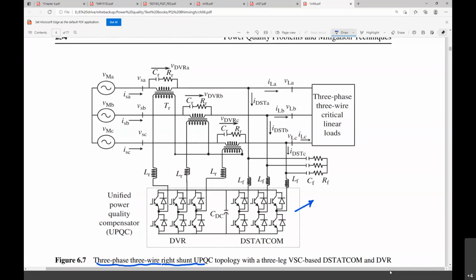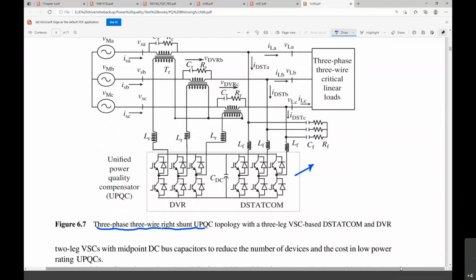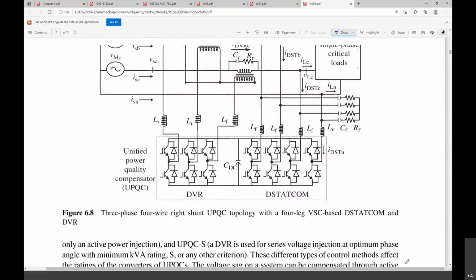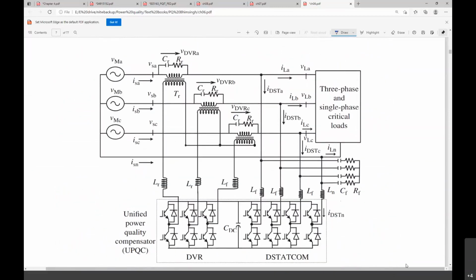If it is a four-wire system, then the neutral will be connected to the fourth leg. If not the fourth leg, maybe you are going for a neutral-clamped topology also. For a four-wire system, typically this is the way they have connected it. The four-wire, with this particular clamp over here, is the neutral. Even on this side, they connect the fourth leg over here also.